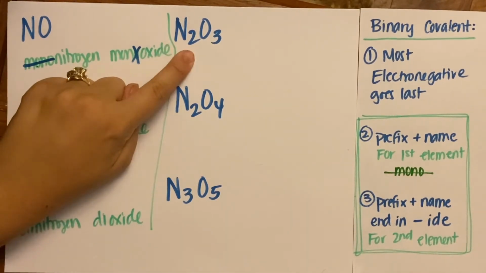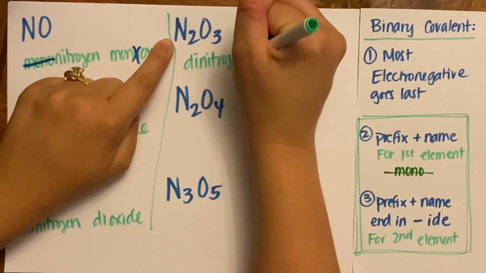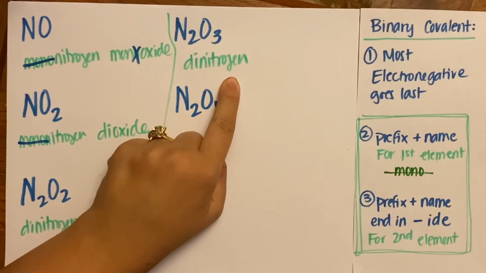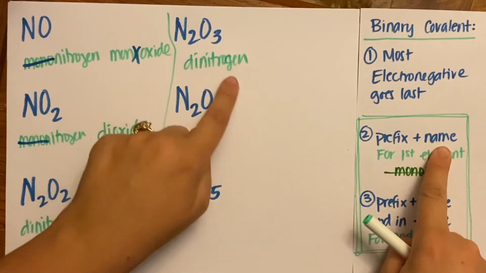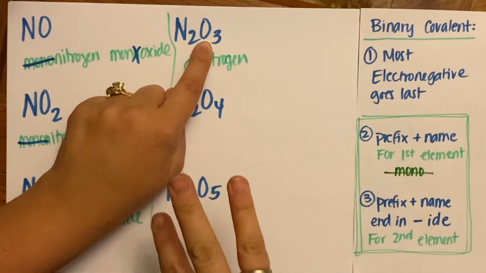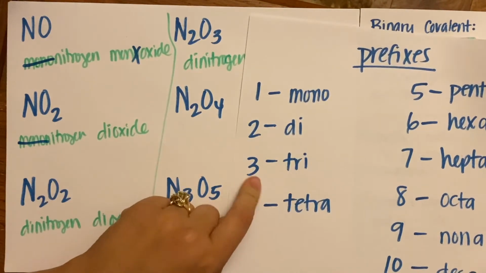Next, two nitrogens again, so dinitrogen. Remember, I don't change this to "ide". My first element just gets its regular old name, no ending change. So dinitrogen, now it's three oxygens, so trioxide.